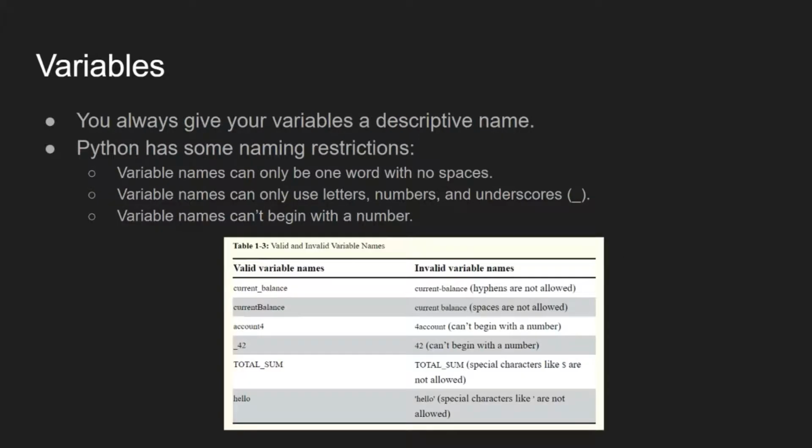Side note, but an important side note, you should always give your variables a descriptive name. For example, say you are trying to write a program for a banking account. You'd want to name the variable that stores the amount of money you have appropriately, like current balance. Though you can name your variables almost anything, Python has naming restrictions. You can name a variable anything as long as it obeys the following 3 rules. It can only be one word and have no spaces. They can only use letters, numbers, and underscores, which is this symbol here. And it cannot begin with a number.